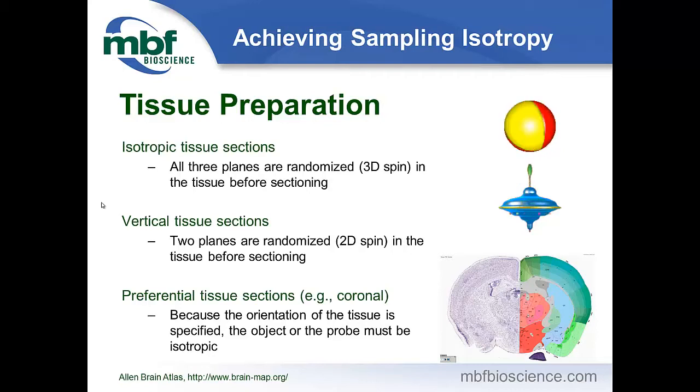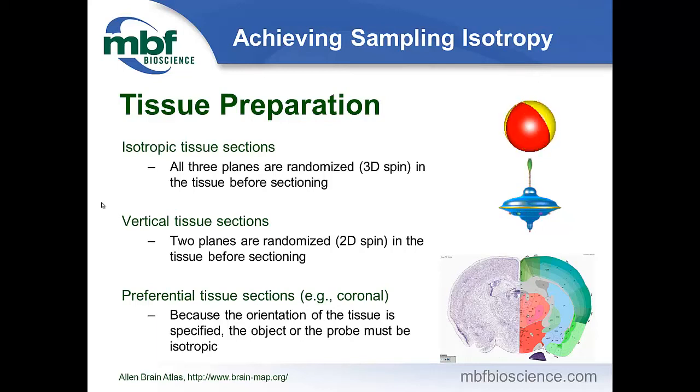And then the last option, which is something that is extremely common in neuroscience, is preferential tissue section. So this would be, for example, coronal, sagittal, transverse. In any case where you choose the way that the tissue is presented to the sectioning device, that is called a preferential section. So in order to use stereology, you need to obtain sampling isotropy with one of the other 2 ways, with the object or with the probe.